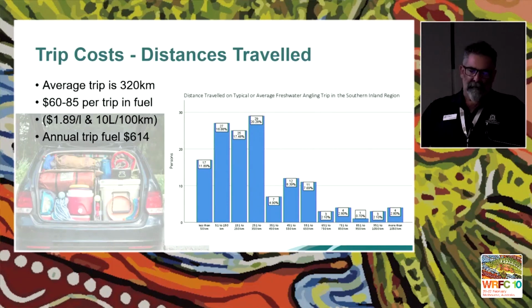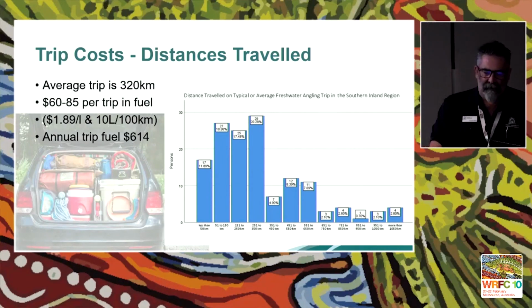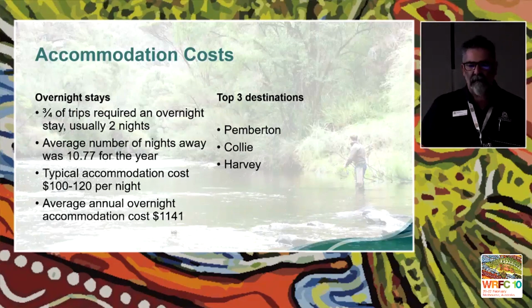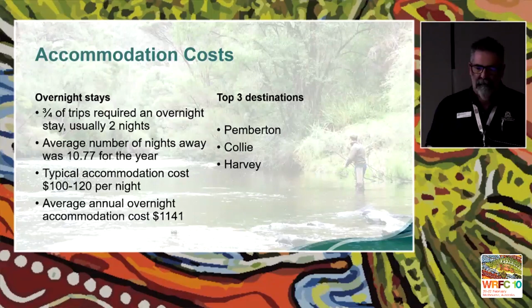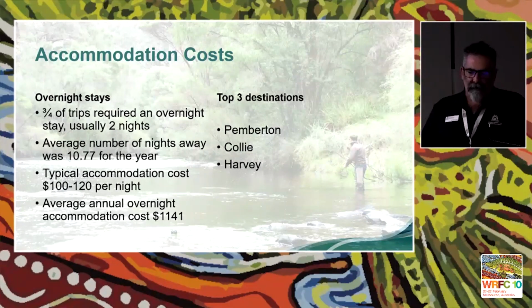If I drive to Pemberton, it's about 750 round trip and then some. So if you're travelling that sort of duration, you're going to have to have some accommodation when you're out there, averaging about 2 nights away per trip. These are about $100 a night, $1,100 a year, really do check out.